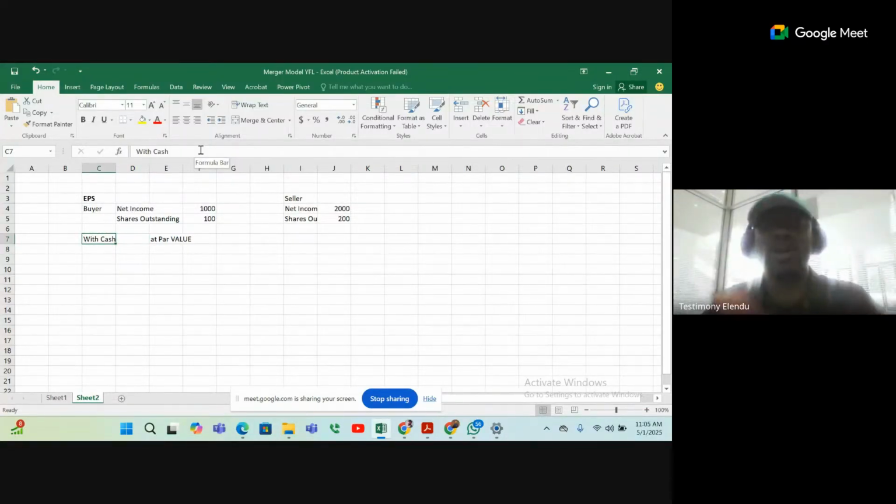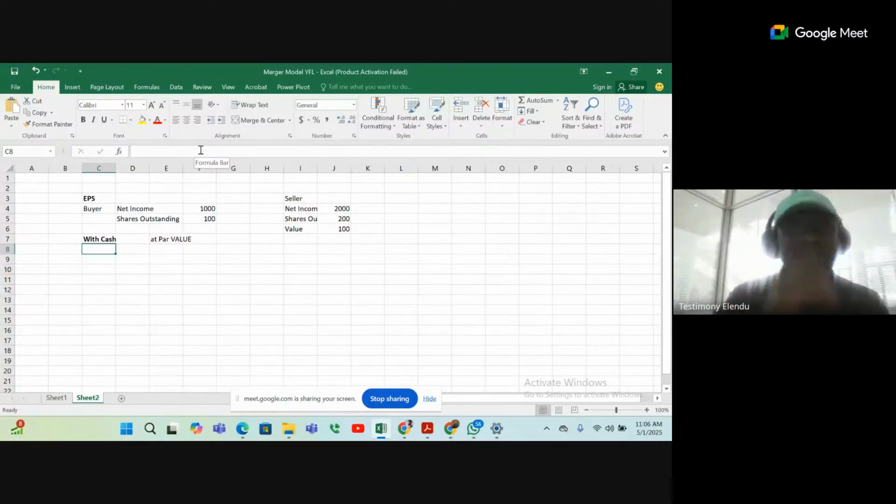You don't want to pay anything. You are just buying the seller based on the value that the seller asked for. That usually does not happen in principle, but I want to demonstrate what combined EPS is so that we understand it and why it is different in different scenarios. With cash, combined EPS is going to be totally different. With cash at par, let's say the value of the seller is 100. Let's just assume that it's 100.